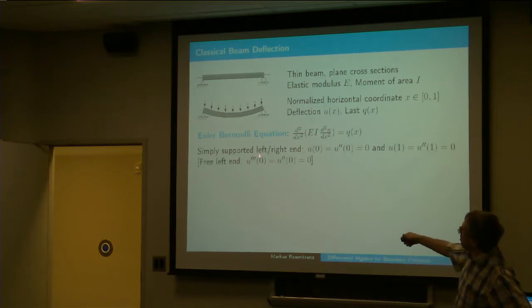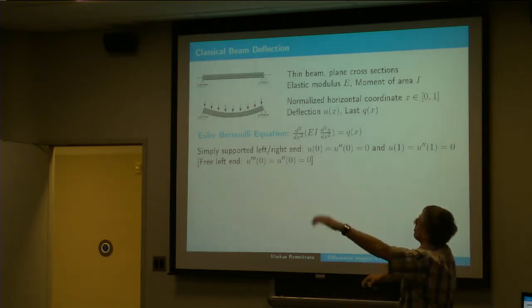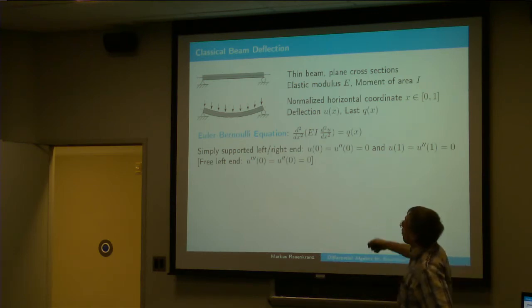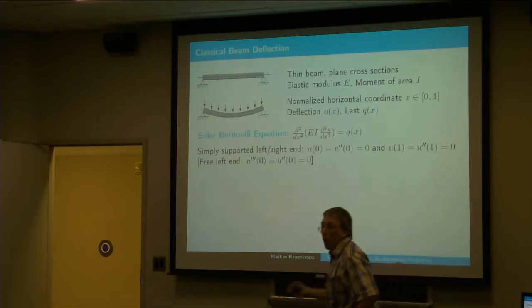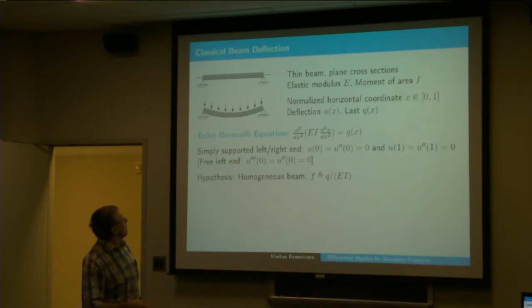But you could also have other conditions. For instance, if it's a free end, like these trampolines for jumping, then you would have the third and the second derivative vanishing. And there are all kinds of mechanical conditions that correspond to certain boundary conditions here. Okay? We just pick any of these. Here, I think I pick the first case, that both ends are simply supported.